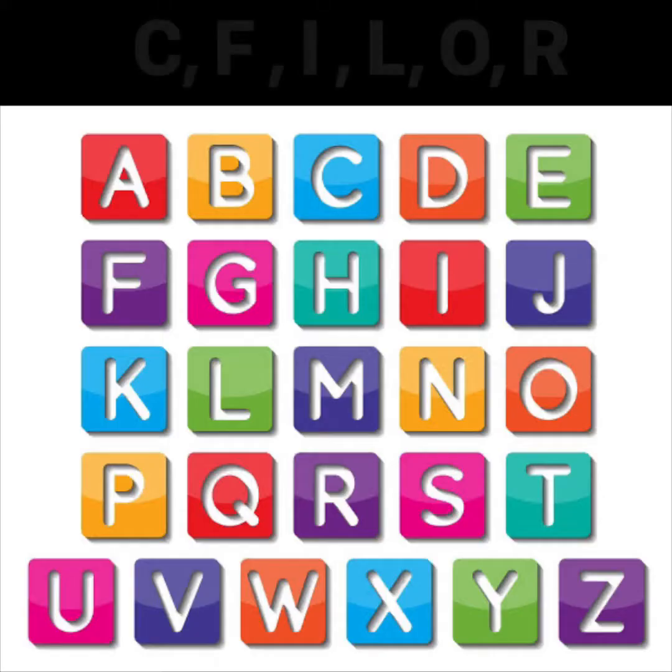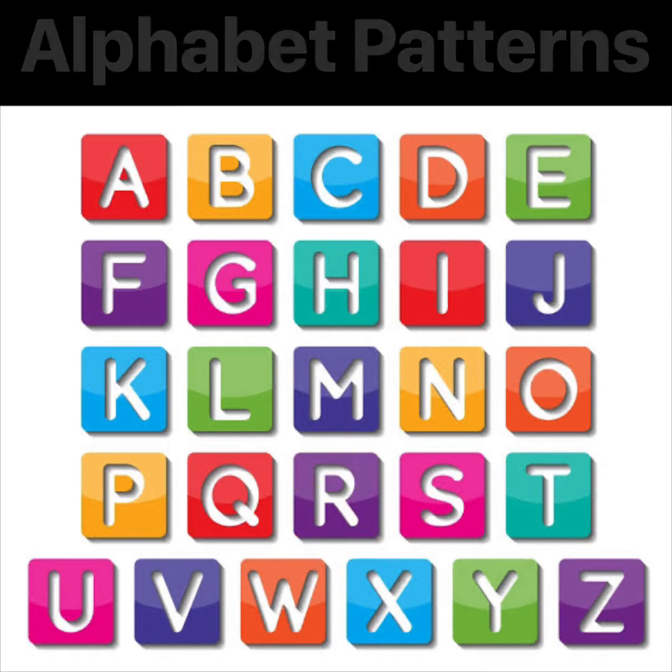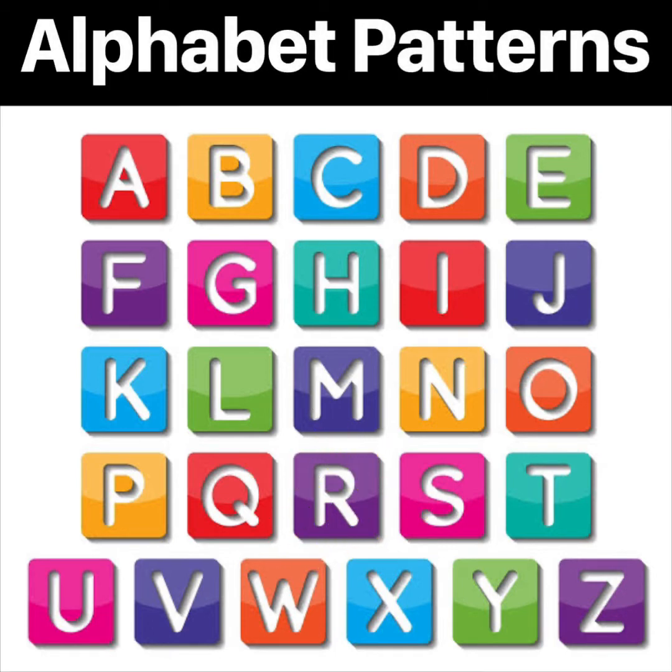Okay, so now the question was C, F, I, L, O, R, and what they have done is they have written C and after that they have added 3, meaning after C: D, E, F. Look, what came on the third number? F. Similarly, if after F we count 3 letters, meaning jump, what will we get? G, H, I. And similarly, if after I we jump 3 letters, what will we get? J, K, L. Yes, we will get the letter L. And now again after L we will get O, and by adding 3 to O we will get R. So this was the alphabet pattern of increasing order.